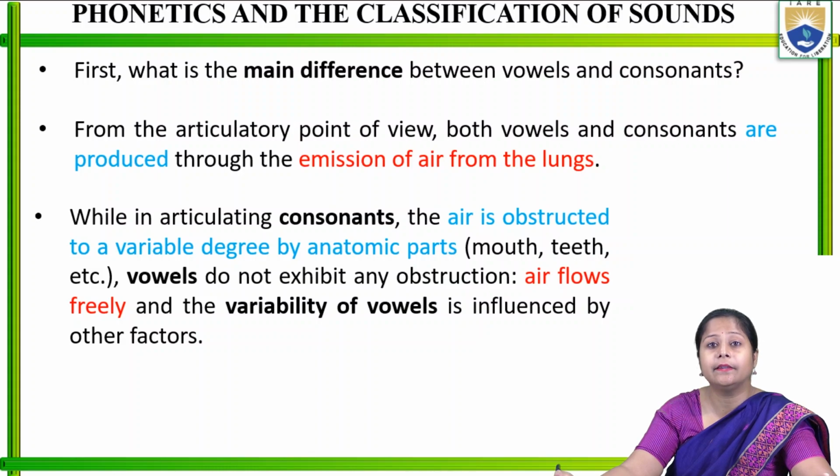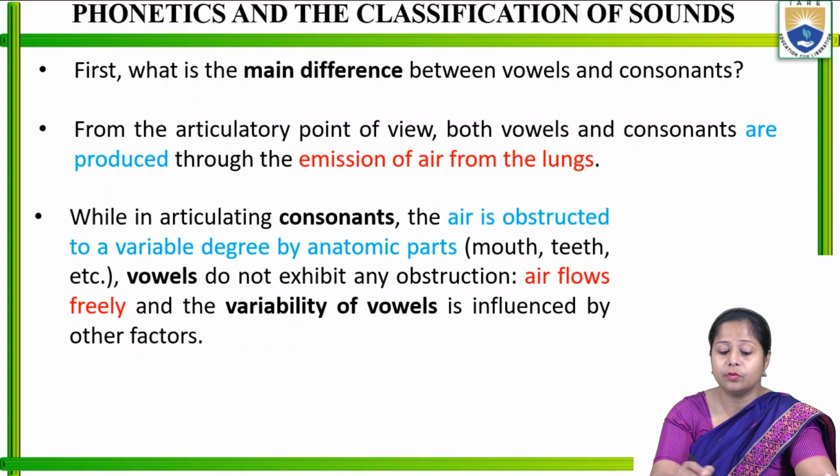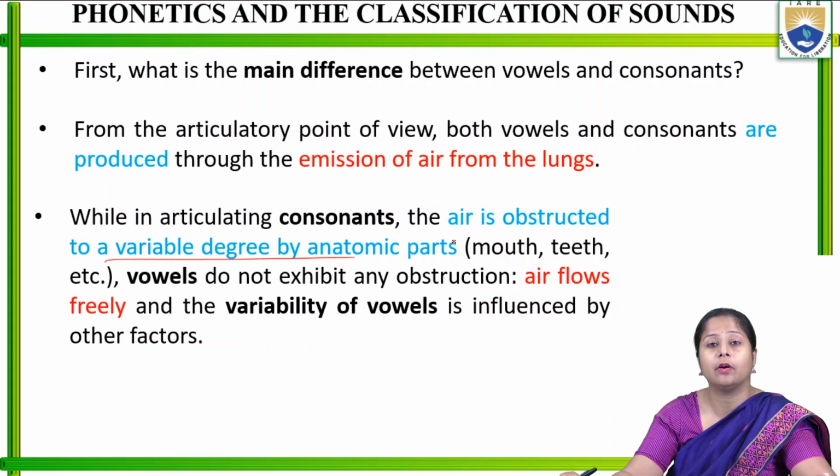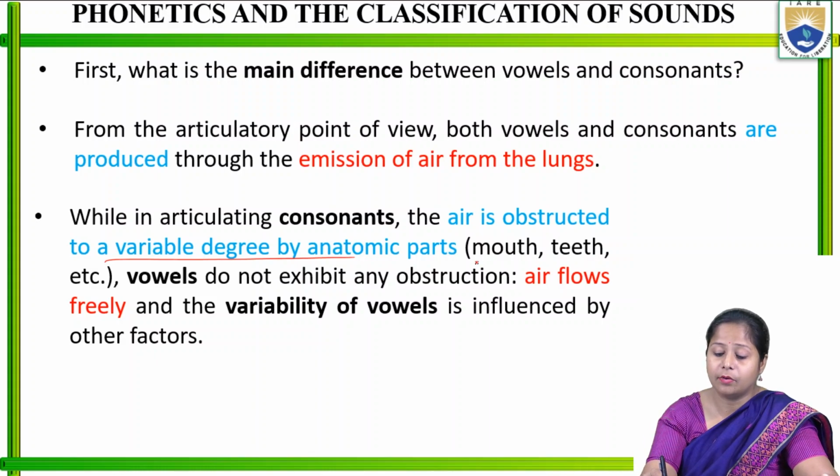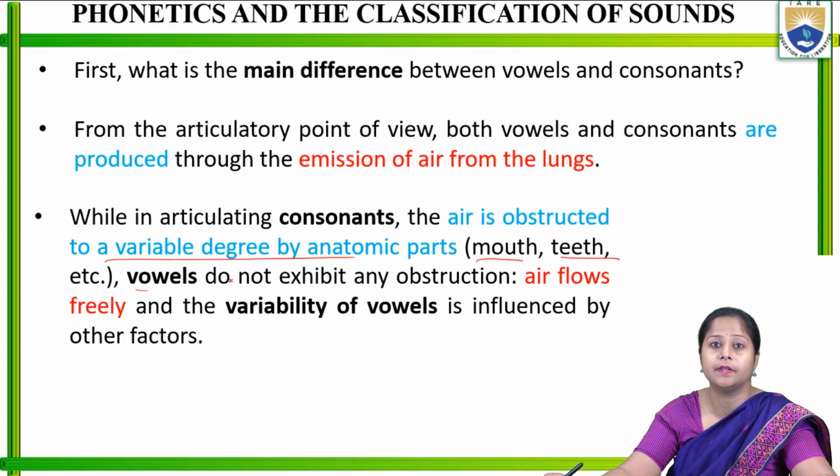So while in the articulatory consonant, the air will be obstructed to a variable degree by articulatory parts, so that will be moved by the mouth, teeth, etc. Whenever we are talking, we are using the mouth and teeth, and the words are just going to propagate with the air. So that is called an articulatory consonant.